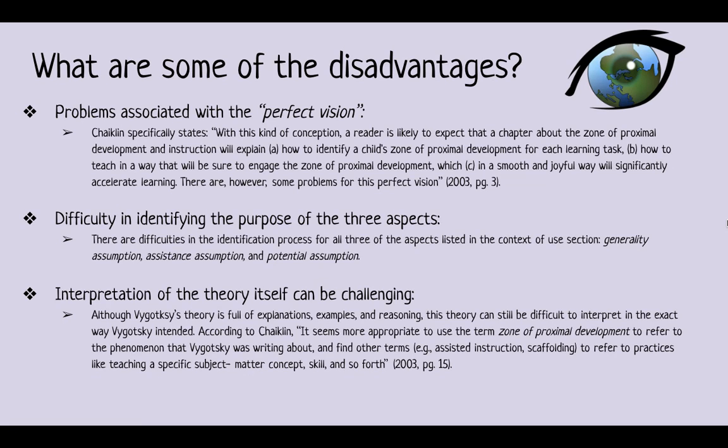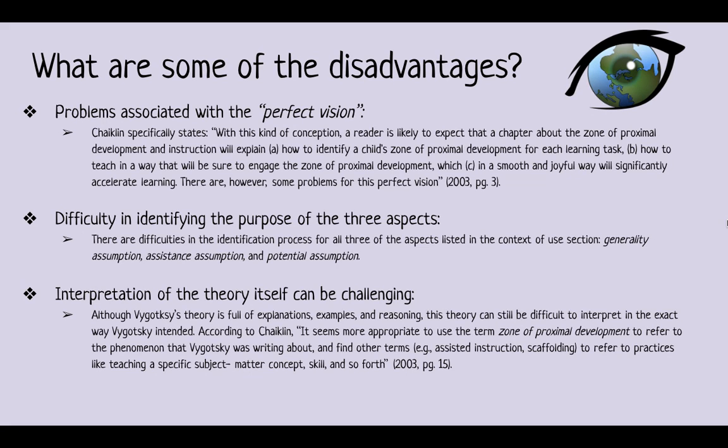zone of proximal development and interaction will explain A, how to identify a child's zone of proximal development for each learning task, B, how to teach in a way that will be sure to engage the zone of proximal development, which C, in a smooth and joyful way, will significantly accelerate learning. There are, however, some problems for this perfect vision."